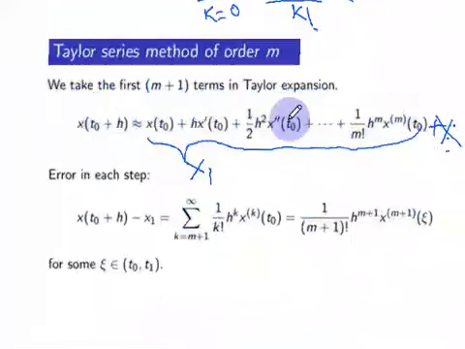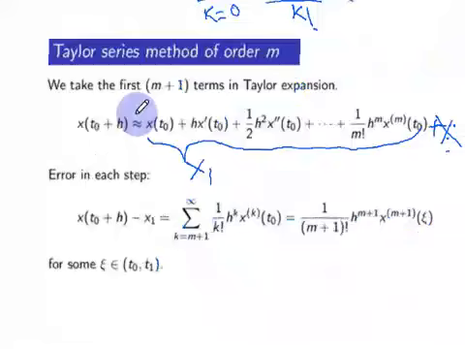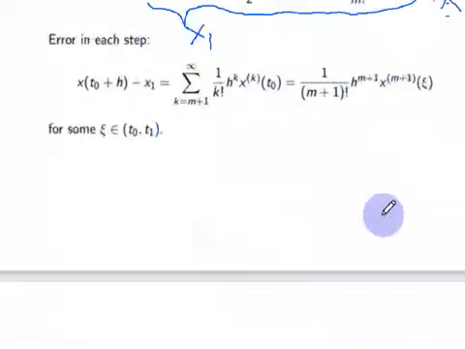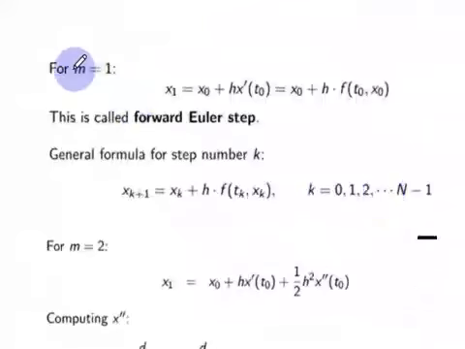So when you approximate the unknown function using the Taylor polynomial, you get this much error. The order of error is m plus 1. Okay, let's consider this case, m equals 1. First order Taylor polynomial. This is called a first order Taylor series method.